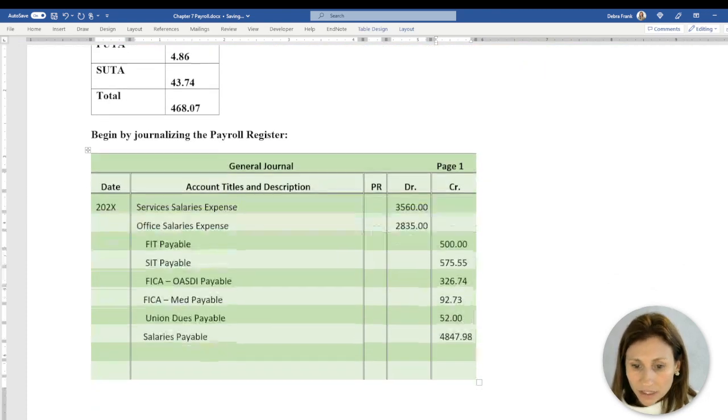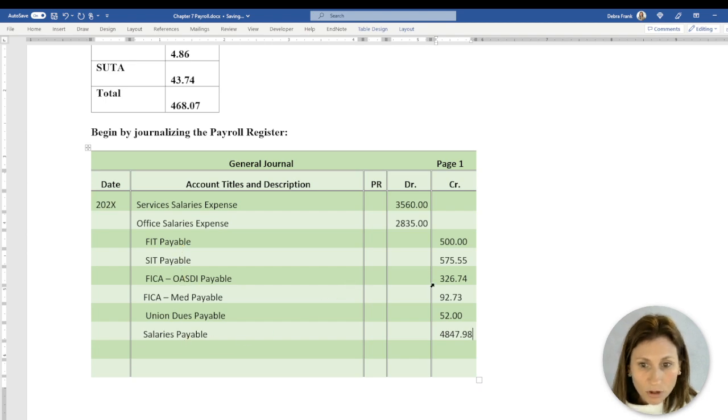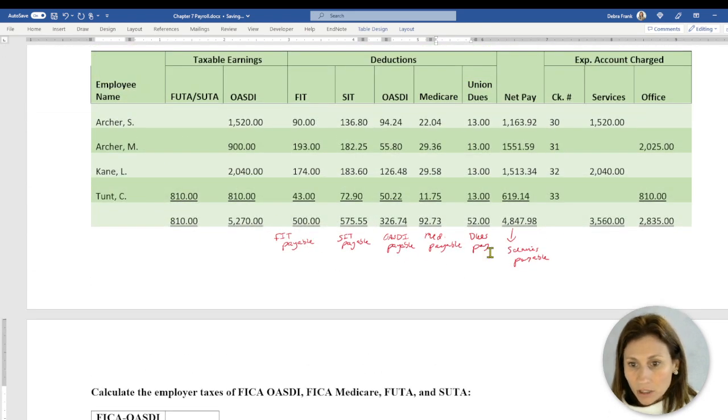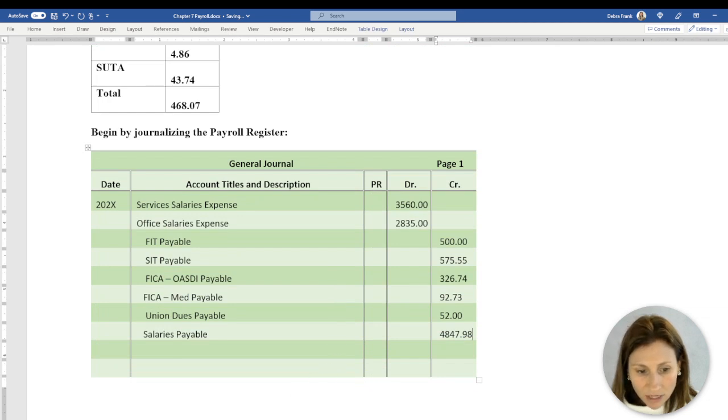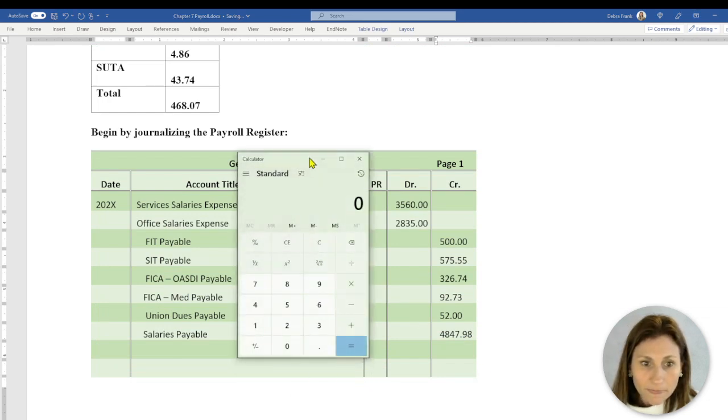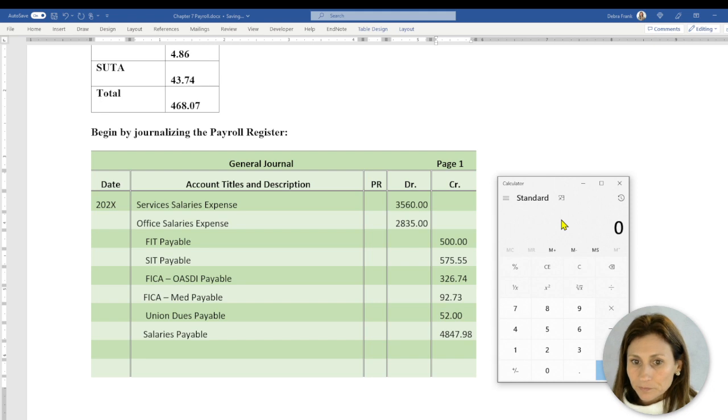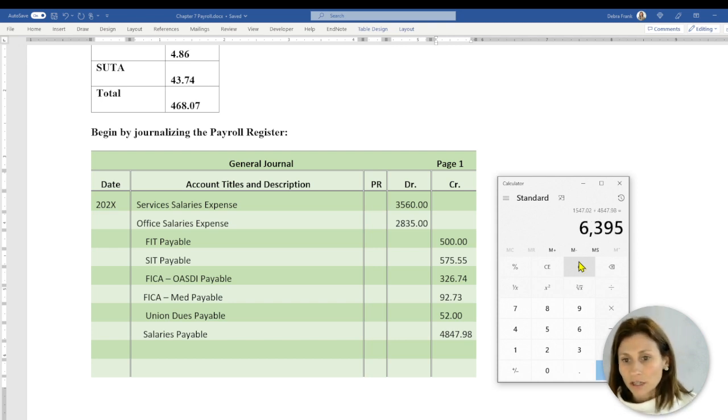All right, so that told me all my payables, which were all those credits. Here, I just lined them all up. Let's double check that we actually have debits equaling credits. My total debits here are $6,395. Perfect. My credits are equal to my debits. So that is my first journal entry.